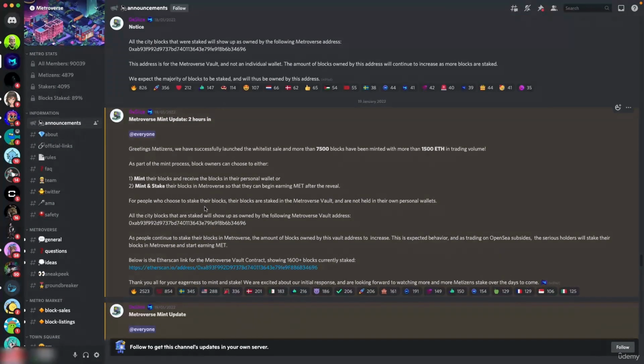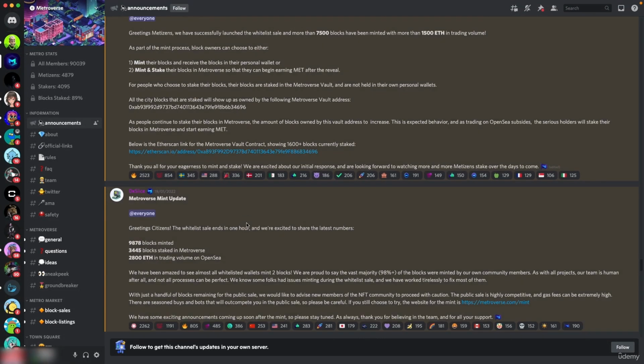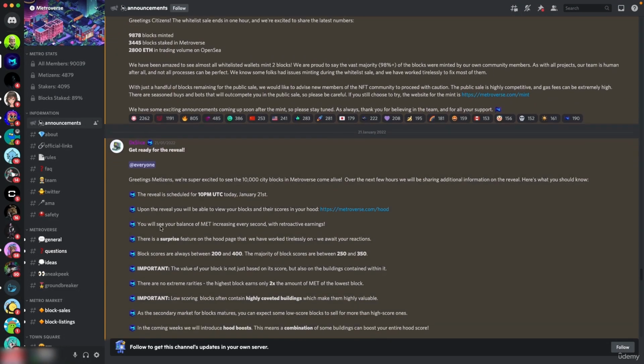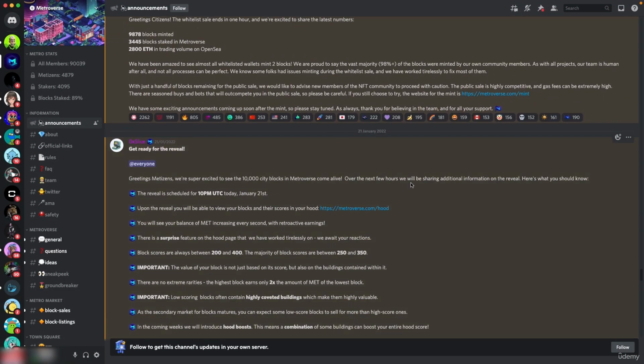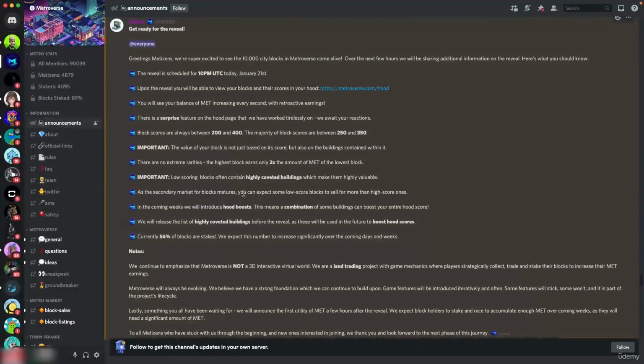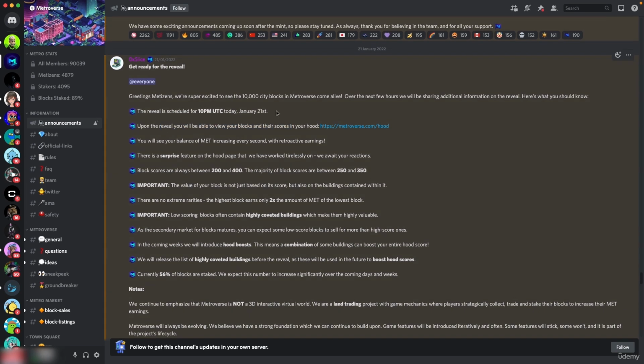So we've got Metroverse update in 2 hours, 7,000 in the block. Okay, cool. Everyone greeting, the Metroverse is alive. Okay, next few hours, sharing information, what you should know. Oh, I think I just saw the word reveal. Upon the reveal, you'll be able to see your blocks. Okay, so the reveal is scheduled for January the 21st. So we can see that the reveal is scheduled for 10 p.m.